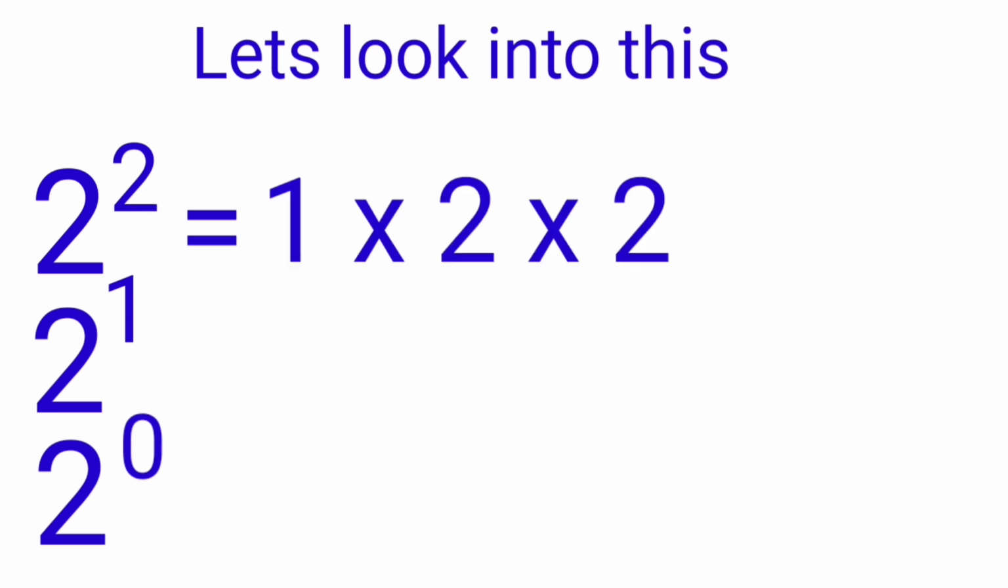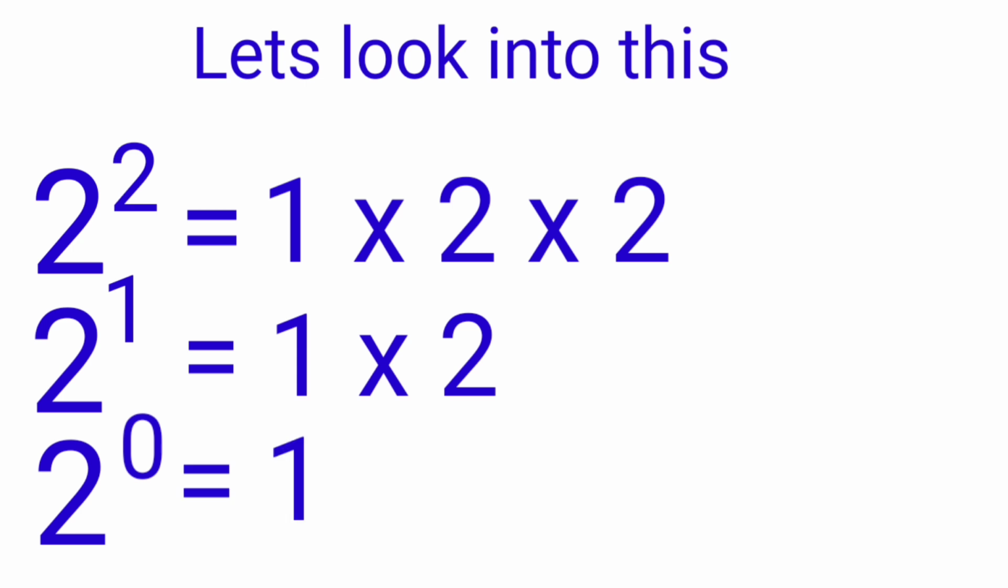So we might have 2 to the 2nd power, and we can introduce a 1 as a factor of everything. That's 1 times 2 times 2. And then 2 to the 1st is 1 times 2. Then we have 2 to the 0. That means that there's no 2 multiplying together, so we just have the 1 left. So 2 to the 0 is 1.